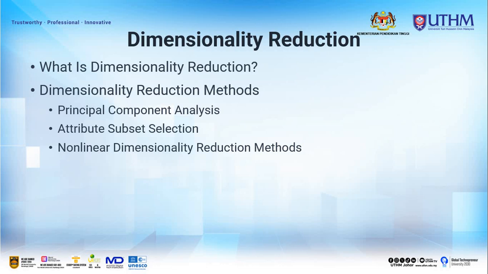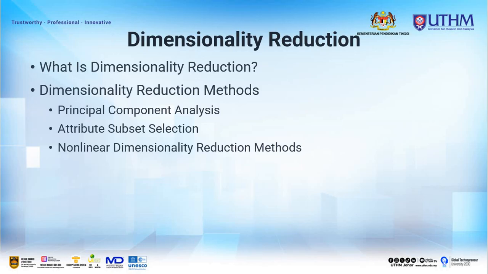The methods are PCA, Principal Component Analysis. It's a very popular method. It's a linear method that transforms the original features into a new set of uncorrelated variables called principal components. And it tries to retain as much variance as possible in fewer dimensions.